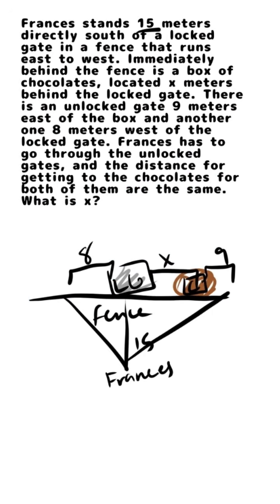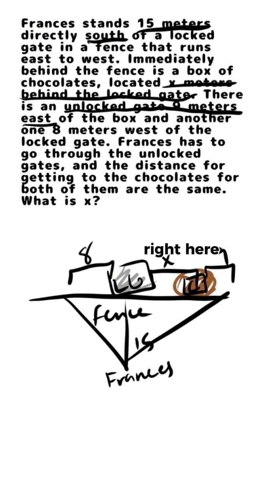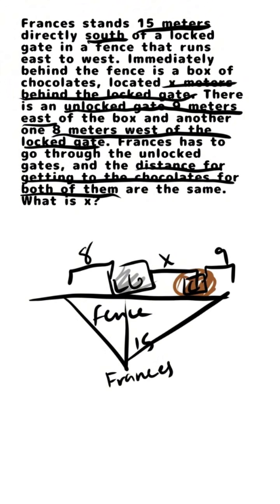Problem 7. Francis stands 15 meters directly south of a locked gate in a fence that runs east to west. Immediately behind the fence is a box of chocolates located x meters behind the locked gate. There is an unlocked gate 9 meters east of the box and another one 8 meters west of the locked gate. Francis has to go through an unlocked gate, and the distance for getting to the box of chocolates through both gates is the same.